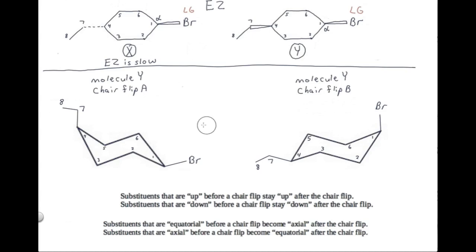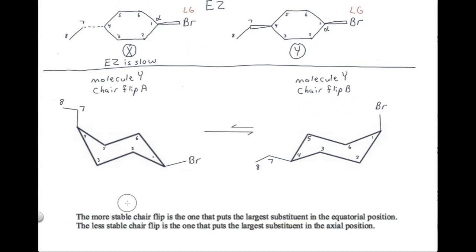Now choose which is the more stable chair flip. The more stable chair flip puts the larger substituent in the equatorial position. Well, the ethyl group is larger than the bromine because the bromine is just one atom, but the ethyl group is 2 carbons and 5 hydrogens. Since the ethyl group is 2 carbons and 5 hydrogens and the bromine is just one atom, the ethyl group is significantly larger than the bromine. So we want to put this large ethyl group in the equatorial position.